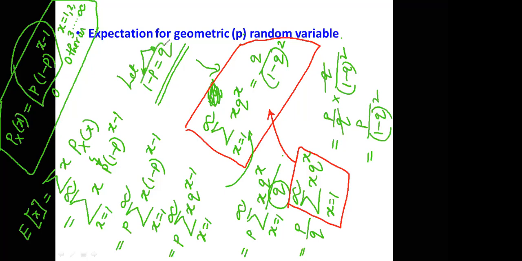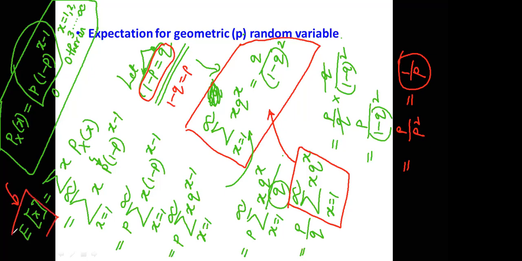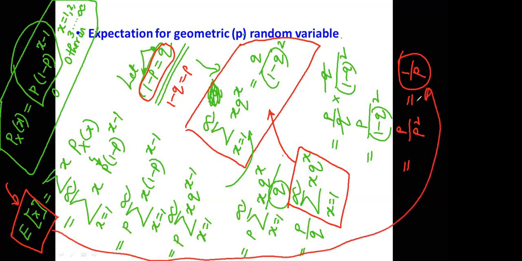Now, 1 minus p, look at this one. 1 minus p equal to q. Can I say 1 minus q equals p? Yes, sir. So we can put the value of 1 minus q equal to p. So we can write p divided by p square, or we can say 1 by p. So this expected value of x is actually equal to 1 by p. So we can say that for a geometric random variable, the expected value of x will be equal to 1 by p.